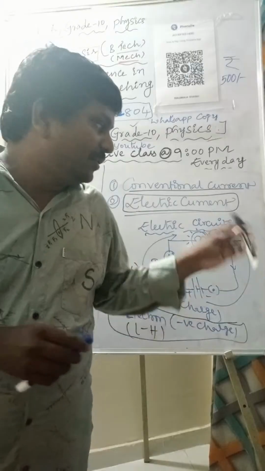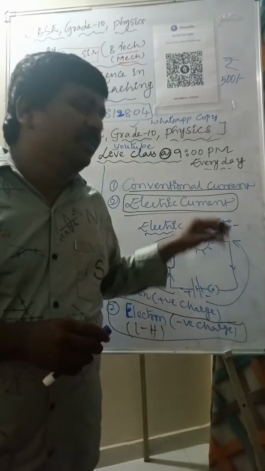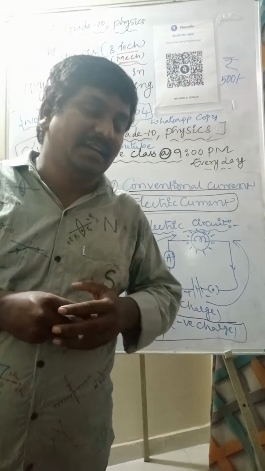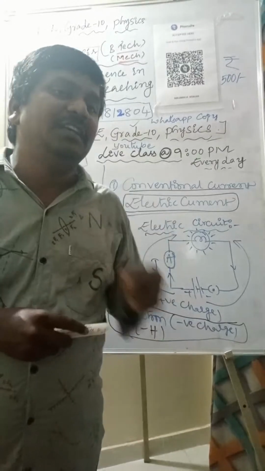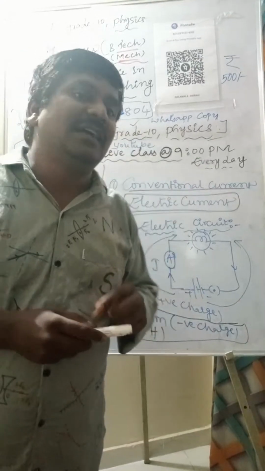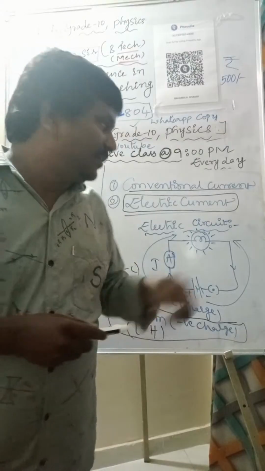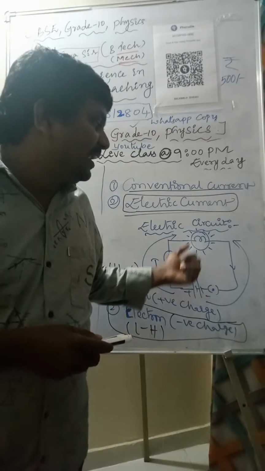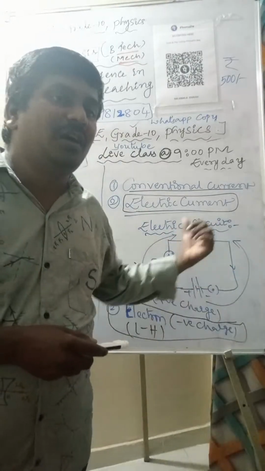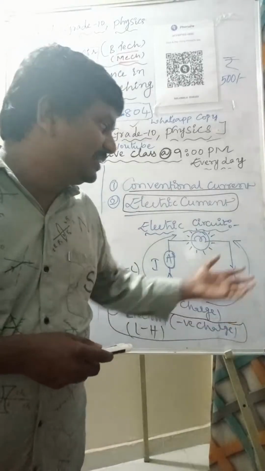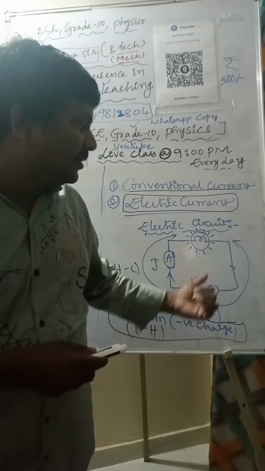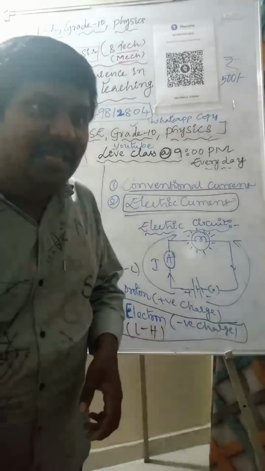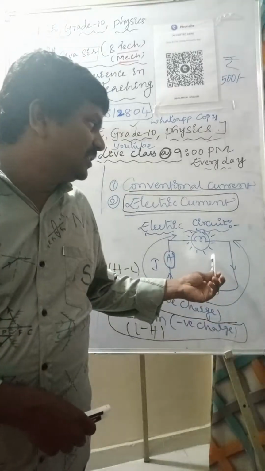Now the electric circuit. The definition of an electric circuit is a closed and continuous path of an electric current. Current is moving continuously in a closed path. It is not an open path, right? It is a closed path only. That's why a closed and continuous path of an electric current is known as an electric circuit. This is very important.